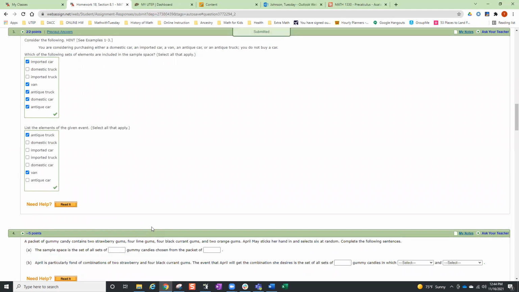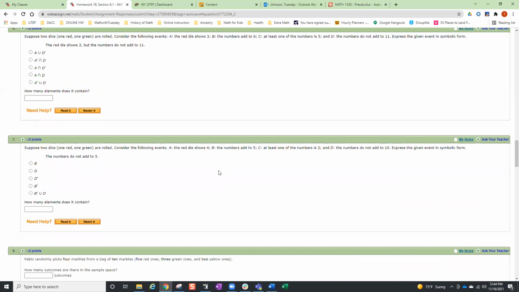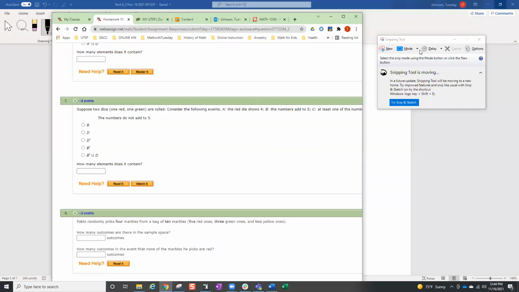Does that make sense? Okay, so I know at the end of the question it says you do not buy a car. At first I was thinking all the cars are not going to be checked, but the trucks are going to be checked off. But not all of the trucks are in our original list, so we can't include those. Thank you. You're welcome. Number 7 looks like we should write something down.